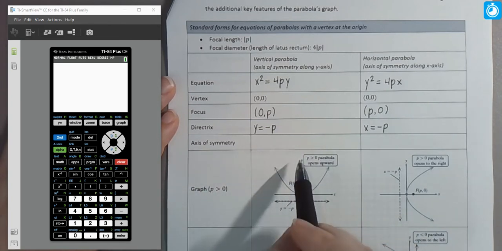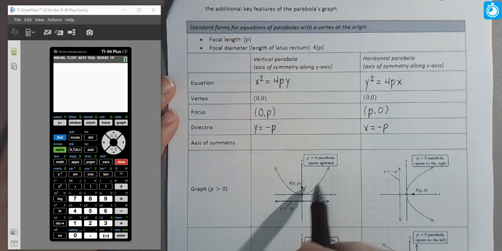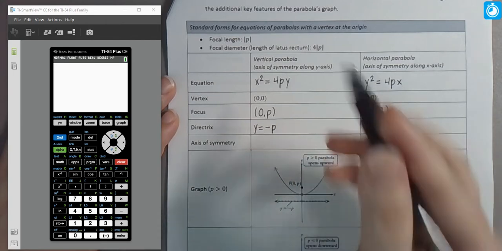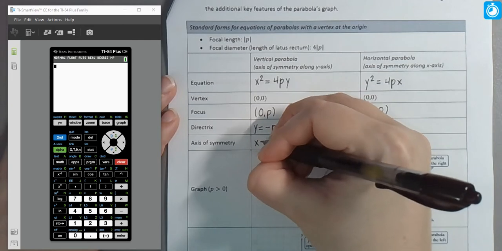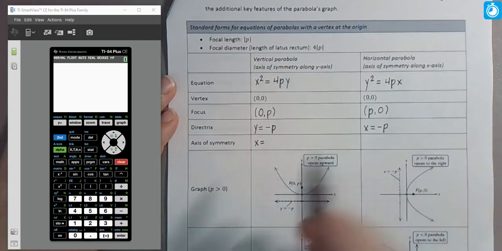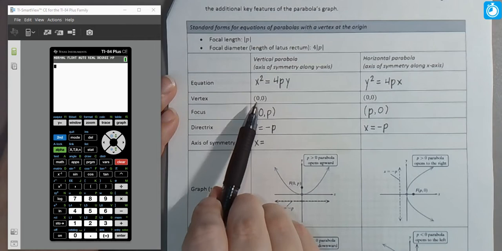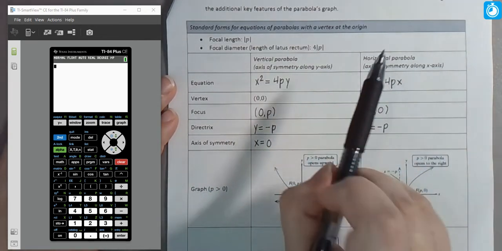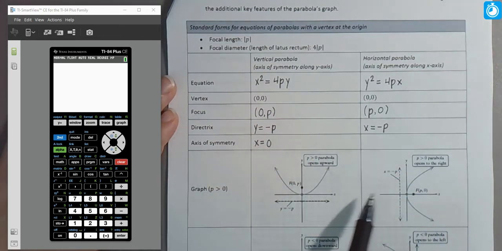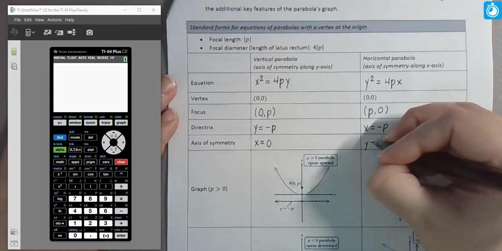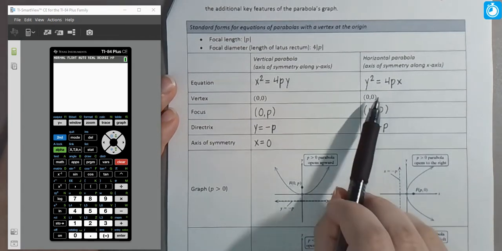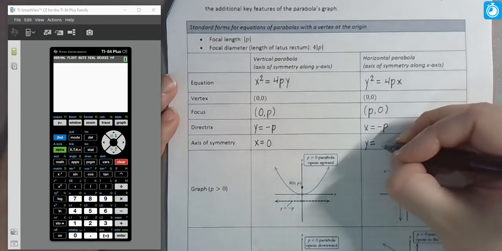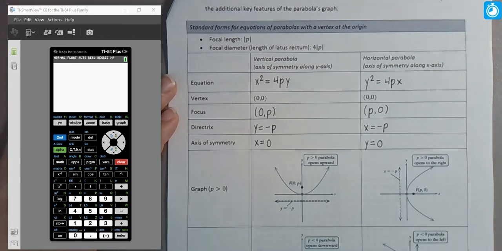And then last but not least, the axis of symmetry. It's going to be oriented in the same way as the graph. So for a vertical parabola, it's going to be a vertical line of the form x is equal to. And it's always going to be x is equal to the x coordinate of the vertex. So 0 in this case. And then for a horizontal parabola, the axis of symmetry is going to be horizontal, again passing through the vertex. So a horizontal line is of the form y is equal to, and it's going to be y is equal to the y coordinate of the vertex, which in this case is 0.